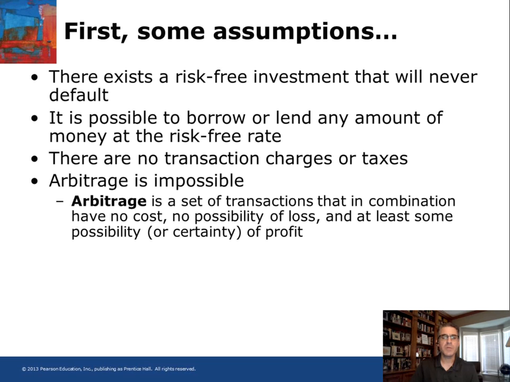Finally, we assume that our market is free from arbitrage. We talked about arbitrage in a prior lesson. Essentially, it means that there's a possibility of earning a positive return at zero risk through market trades. Since we have a risk-free investment in our world, which is not considered to be arbitrage, we define arbitrage slightly differently here. We say that arbitrage exists if you have a combination of transactions that has no cost, no possibility of loss, and certainty of some profit. And so to speak, it's a free lunch.